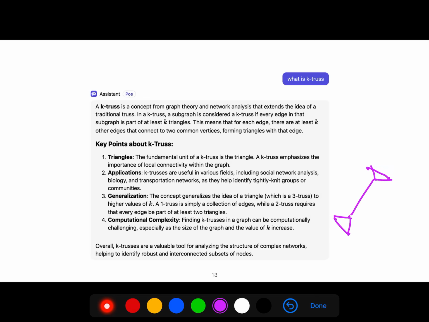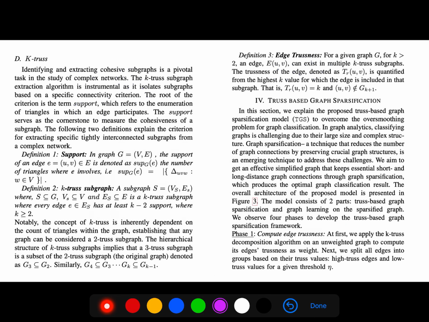So finding K-trusses can be computationally challenging. Then they defined this support. The support of an edge is the number of triangles in which the edge E is involved. Then the K-truss subgraph. So this is very much about the structure of a graph, the local structure.